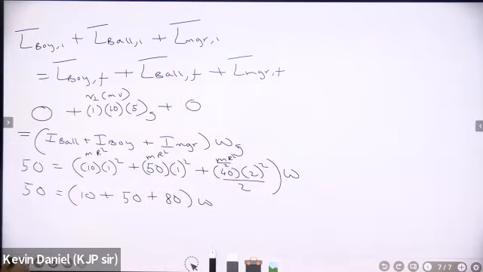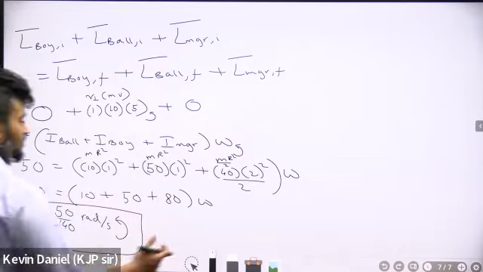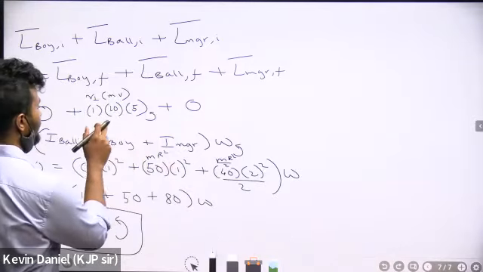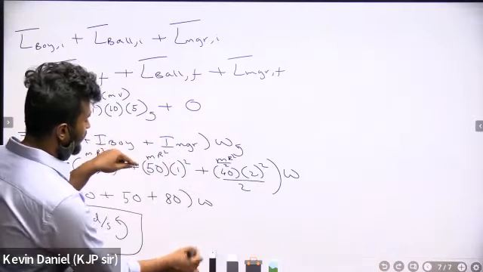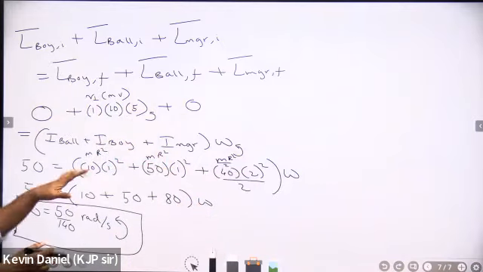So 140 omega is 50 by 140. Anti-clockwise direction में. क्यों? क्योंकि इनिशियली भी एंटी क्लॉकवाइज था. वो जो बॉल फेंका, बॉल का एक एंटी क्लॉकवाइज एंगुलर मोमेंटम था ना, तो फाइनल सिस्टम का भी एंटी क्लॉकवाइज होगा.